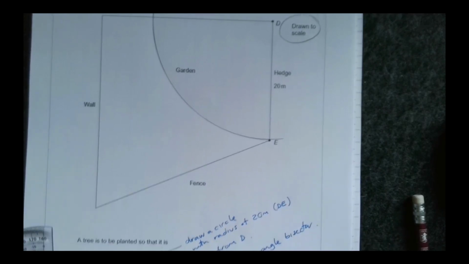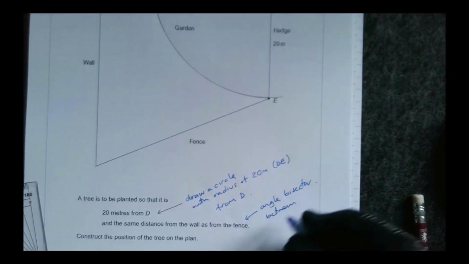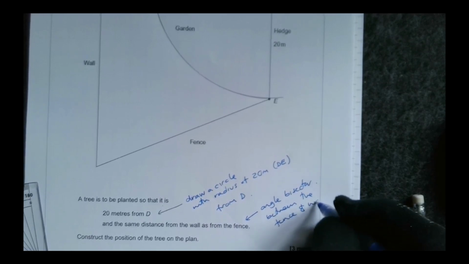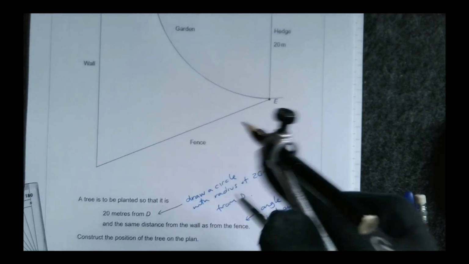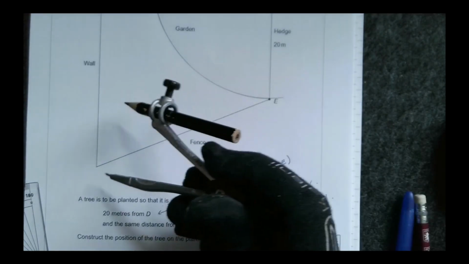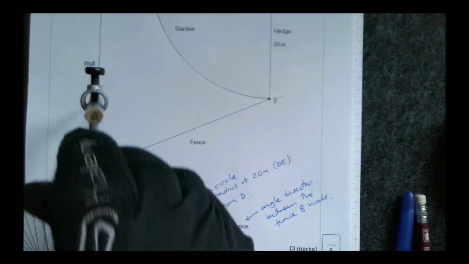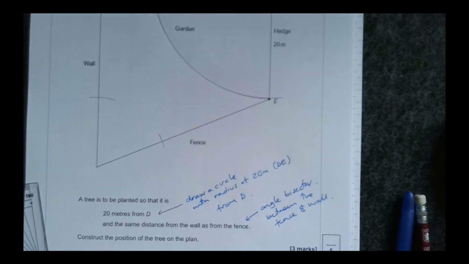Now for this, in terms of the angle bisector between the fence and the wall. So to do an angle bisector, what you need to do is, first of all, set your compass so that it is at a comfortable measuring length. So that's going to be absolutely fine for me. I'm going to put my pin on this corner here. I'm just going to mark an arc on the fence and the wall.